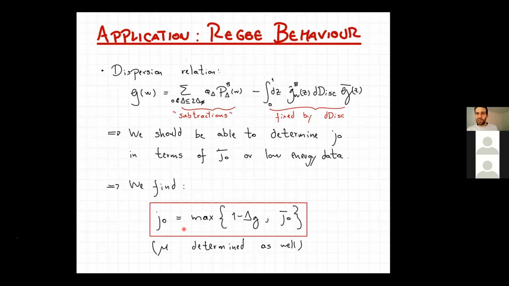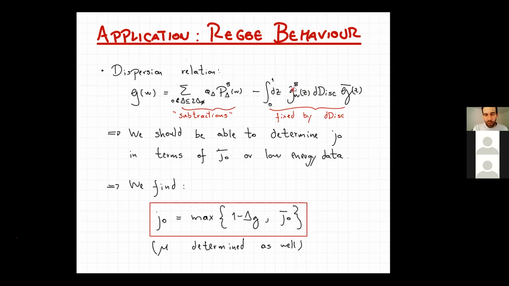Okay, so our tool will be the dispersion relation. The dispersion relation gives us the correlator in terms of subtractions and something which is determined by the double discontinuity. This tells us that when you look at the Regge behavior of the correlator, the Regge behavior should be determined either in terms of J bar 0, which is what controls the double discontinuity, or the subtractions.